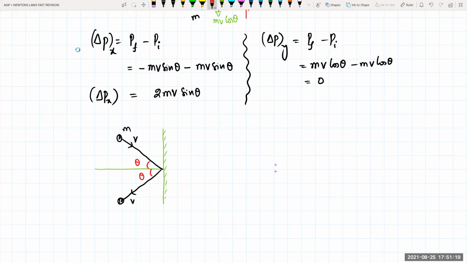Now, if I resolve this into components like this one and this one, and this is theta, here this will also be theta, agreed? So this will become mv cos theta, and this will become mv sin theta, agreed? Now, if I take this velocity in this direction, if this is theta, this will be theta. So this will become mv cos theta, and this will become mv sin theta.